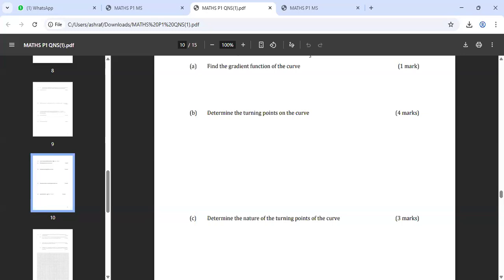Good. So we differentiate the second time. You get d squared y by dx squared. So that is, you differentiate the gradient function again to get the second derivative. Then you substitute the values of x and then check. If the value is positive, it's a minimum. If the value is negative, it's a maximum.